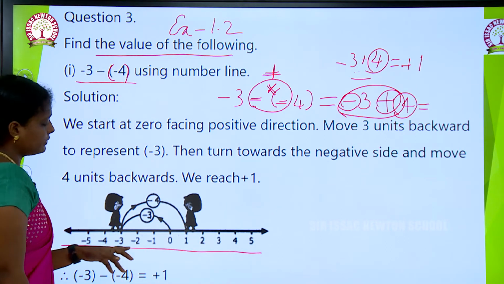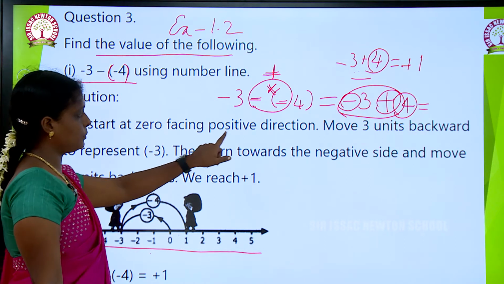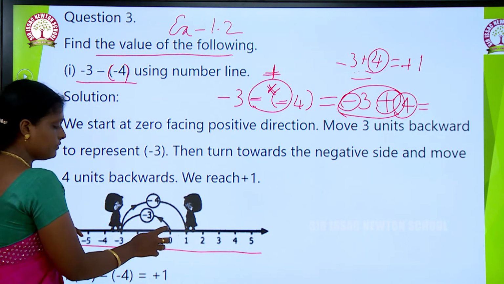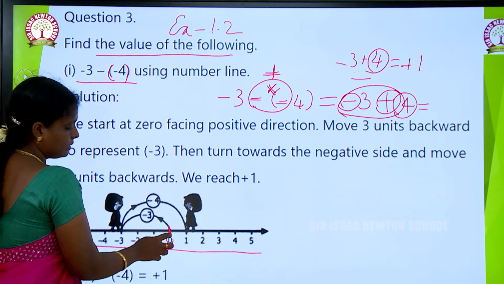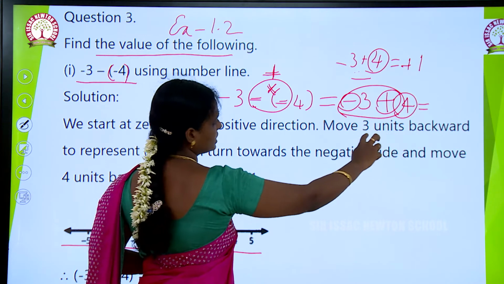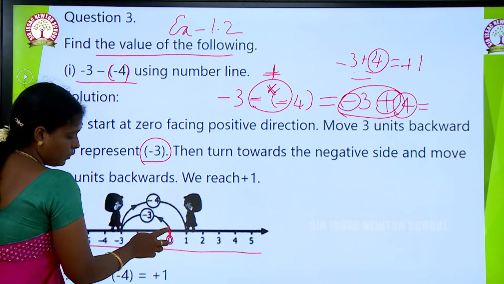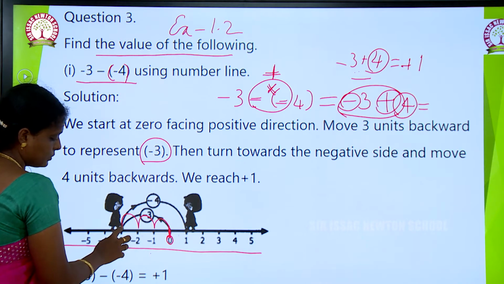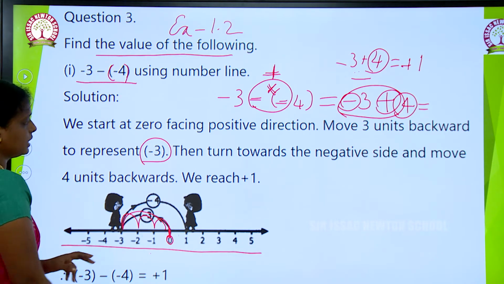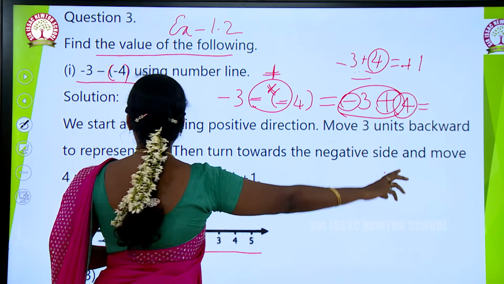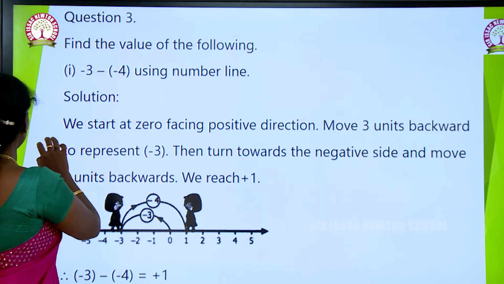Now we are going to see how to find the answer using a number line. We start at 0 facing the positive direction. I have already told you we have to start the number line with 0. Move 3 units backwards to represent minus 3: 1, 2 and 3, which is minus 3. Then turn towards the negative side and move 4 units backwards.